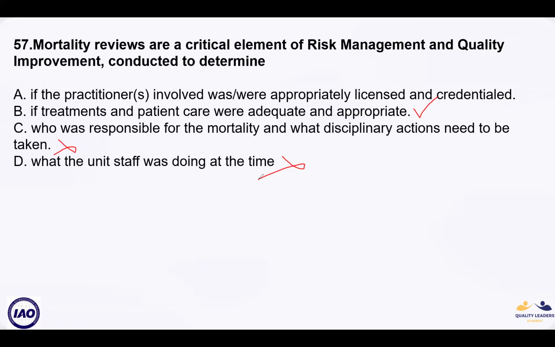So the primary goal of mortality review is to see whether appropriate treatment was given or not, and then to identify systemic or process issues and prevent future similar deaths. It's nothing to do with credentialing verification. There should not be any sort of punitive actions and blame culture. That's what it is. The right answer is option B. It is to determine if the treatment and patient care were adequate or appropriate or not.